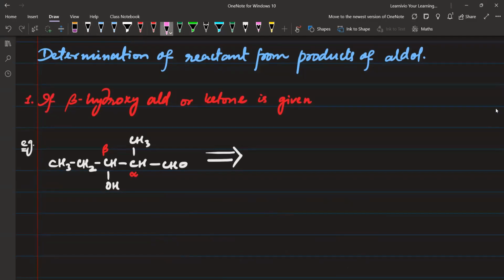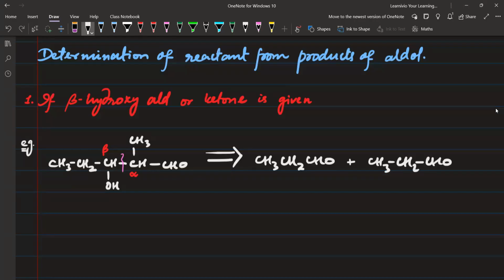Now how can we make this? Very easy. First, break the alpha and beta bond, both of these bonds. Then remove the hydrogen from the beta hydroxy. You will be remaining with CH3, CH2 and CHOH, so only CHO will remain. You have made an aldehyde. Now from the alpha carbon, we need to add a hydrogen. So the hydrogen from the beta OH, we are doing the reverse of whatever we did in the aldol. You will have CH3, then CH2, and then CHO. Does this make sense? Yes or no, please tell me.